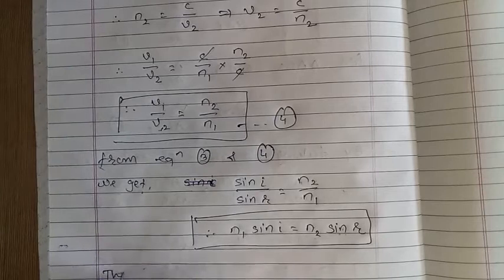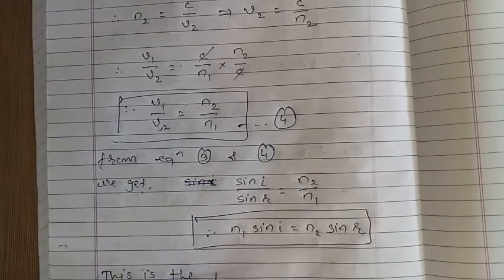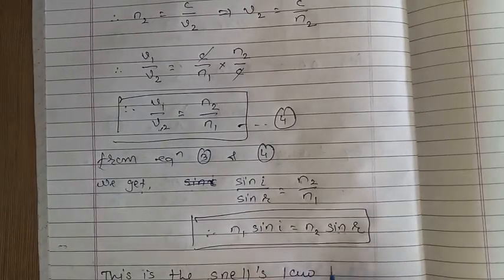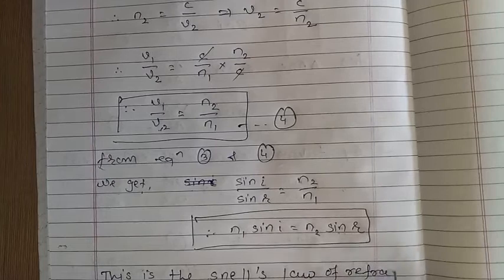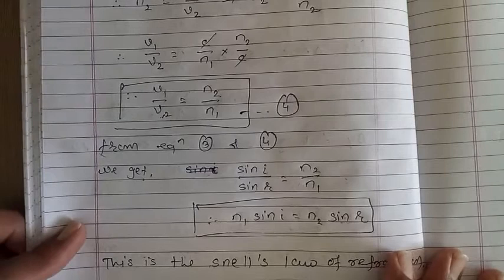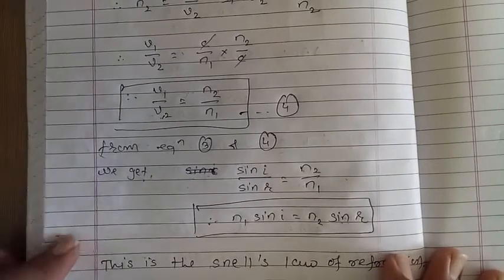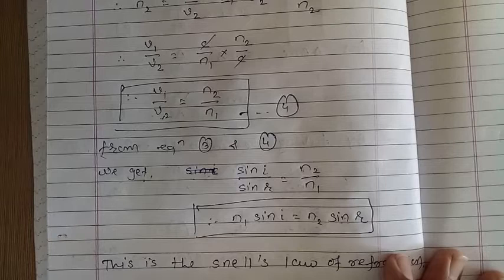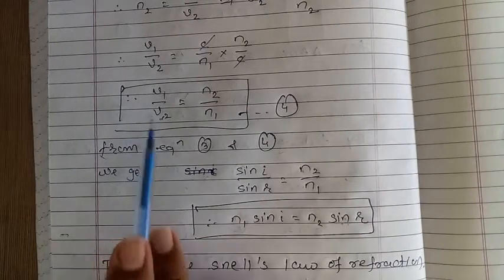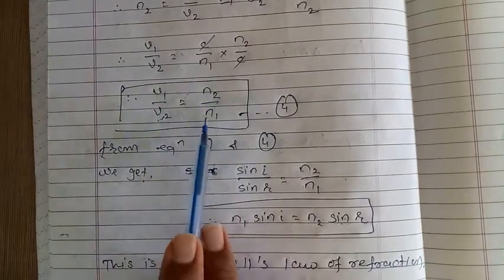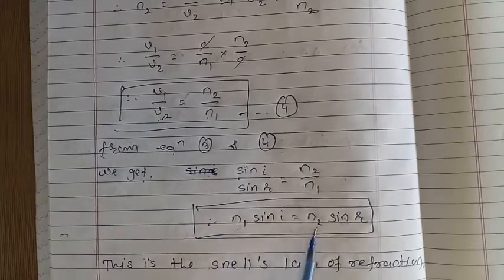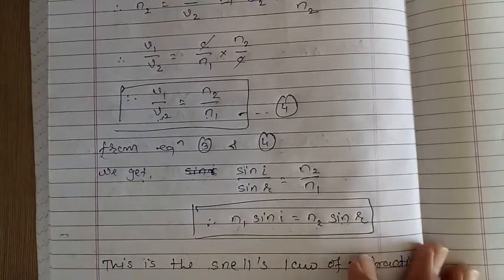So this is Snell's law of refraction. Here you have to remember the equations. First, the absolute refractive index n is equal to C by V. Then V1 upon V2 is equal to n2 upon n1. And last, n1 sin I is equal to n2 sin R.